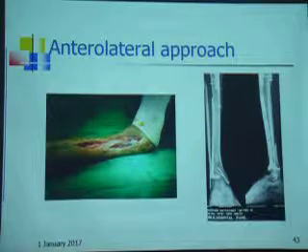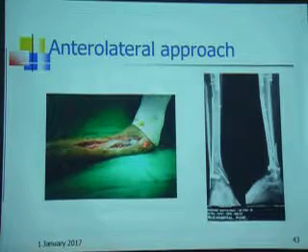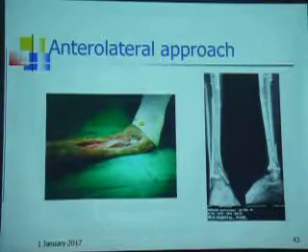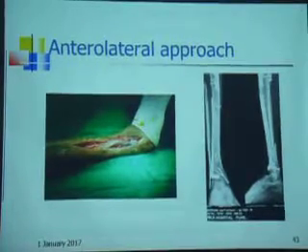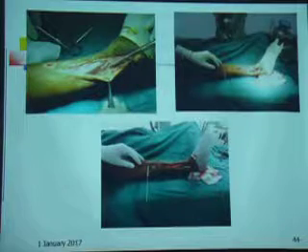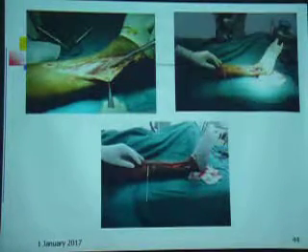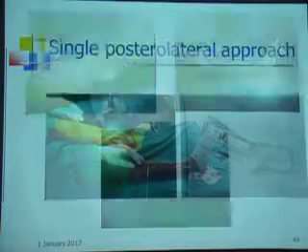anterolateral approach classically should be a window here and a window here. Don't unnecessarily open this because you will not see the fracture there. So ideally, this is how we should do the distal part, and then proximally just slide. Don't open the middle part.